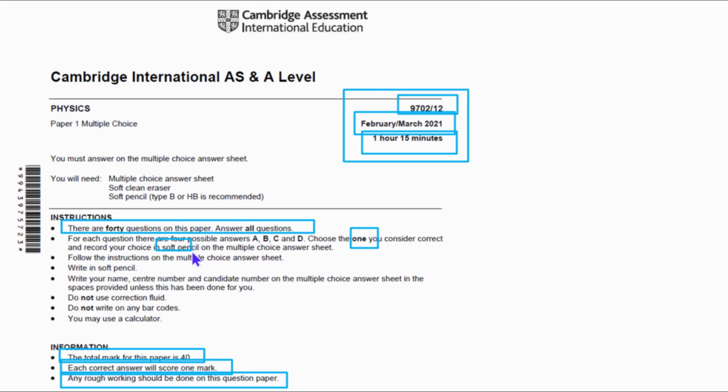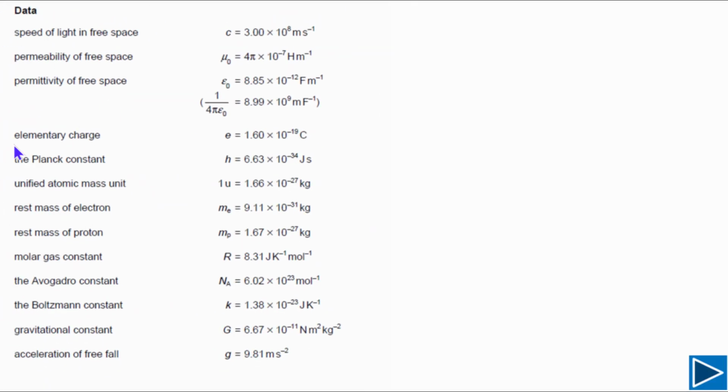You need to use a soft pencil and record your answers on the answer sheet. Don't use any correction fluid. Don't write on any barcodes. You may use a calculator, which means you can use a calculator for this exam. Useful data is also given here. It simply means that some constants and values are given.